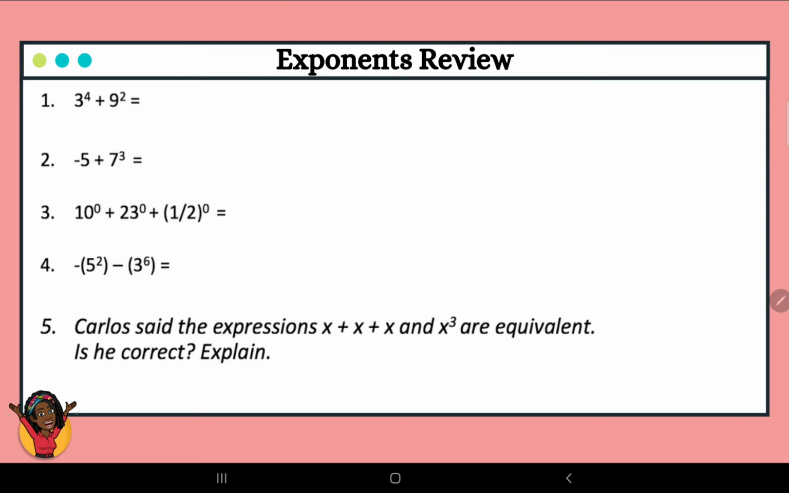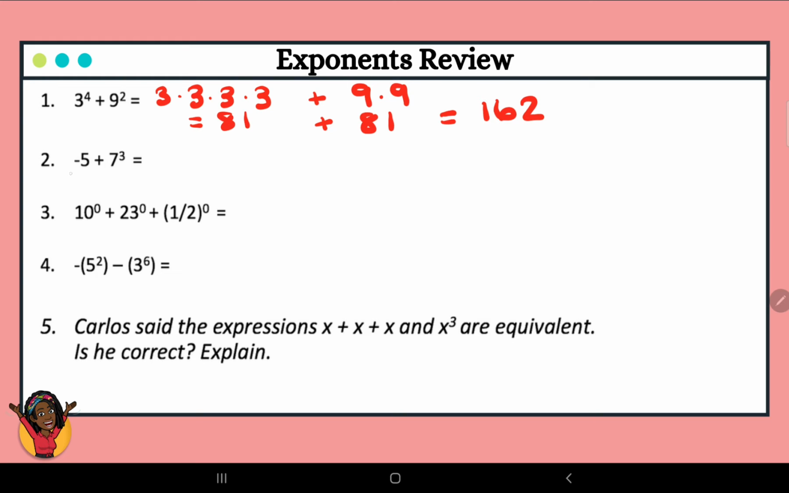In order to evaluate these examples, I first need to evaluate each term independently and then add or subtract as outlined. So 3 to the fourth power is 3 times 3 times 3 times 3, which is equal to 81. And that is going to be added to 9 times 9, which is also 81. So we have 81 plus 81 for a final answer of 162.